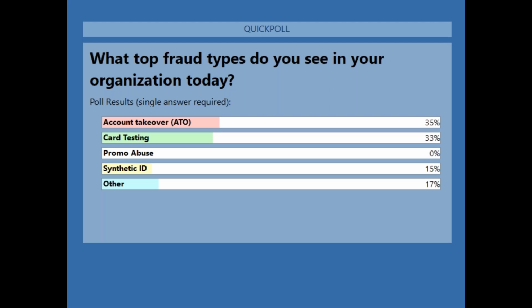I think that this is along the lines of what we see a lot, that account takeover and card testing are leading, partly because as the fraud landscape has matured, a lot of merchants have gotten a lot better at catching synthetic ID especially, but account takeover has definitely become a unique problem. Interesting.